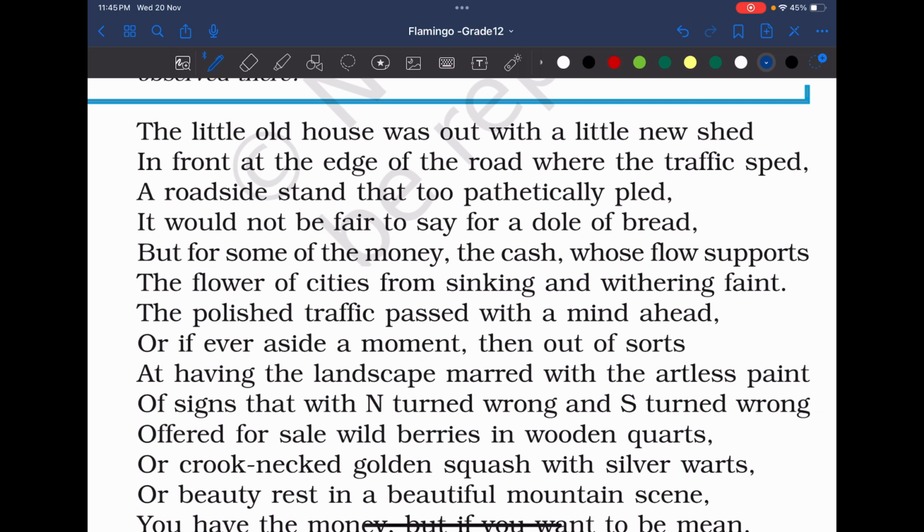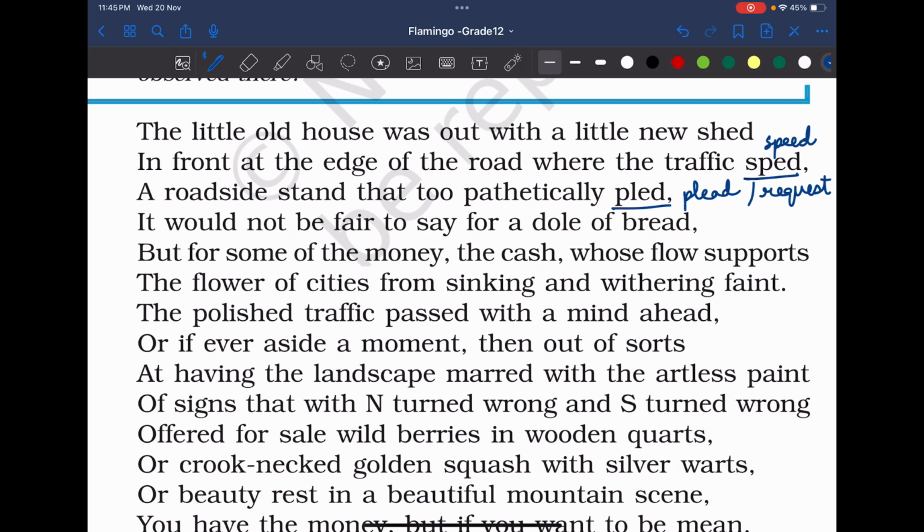Let's see. The little old house was out with a little new shed in front at the edge of the road where the traffic sped. Sped implies speed. It's the past form. A roadside stand that too pathetically pled. Pled is again plead, like request. एक बार इसको read कर लेते हैं पहले, then I'll explain.